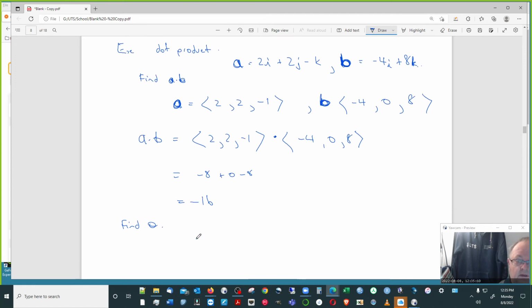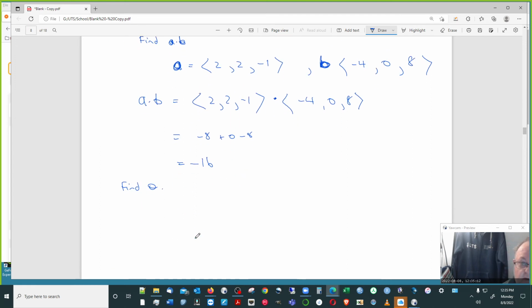Okay. So to find theta, we need to do two things. We need to get the magnitude of A, and we need to get the magnitude of B.